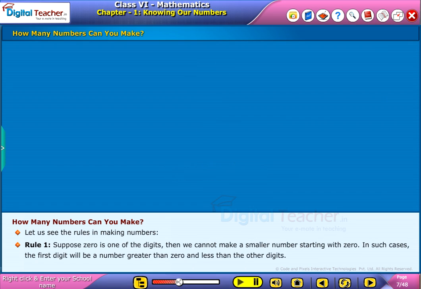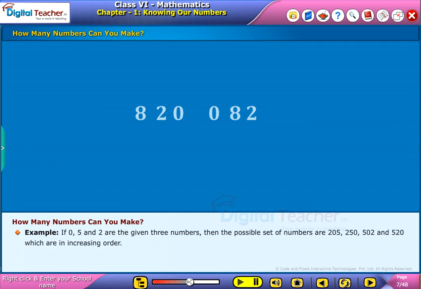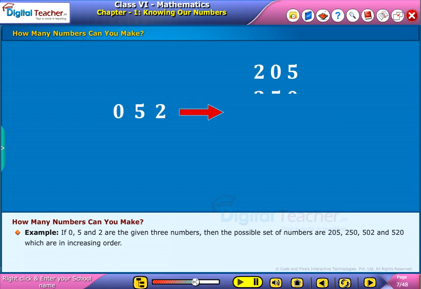Rule 1. Suppose 0 is one of the digits, then we cannot make a smaller number starting with 0. In such cases, the first digit will be a number greater than 0 and less than the other digits. Example: if 0, 5 and 2 are the given three numbers, then the possible set of numbers are 205, 250, 502 and 520, which are in increasing order.